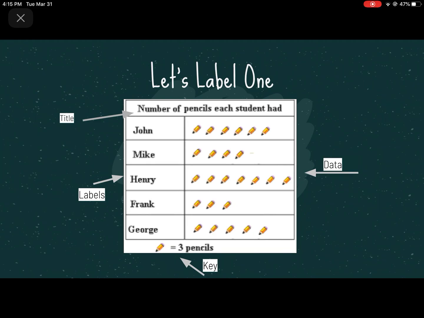So if you notice down here, it says 1 pencil actually equals 3 pencils. So every time you see one of these pencils, that counts for 3. So if we're looking at John here, you might quickly think John has 1, 2, 3, 4, 5, 6 pencils. But that would actually be incorrect, because each one of these pencils counts for 3. So in fact, it would be 3, 6, 9, 12, 15, 18. So John would have actually 18 pencils.